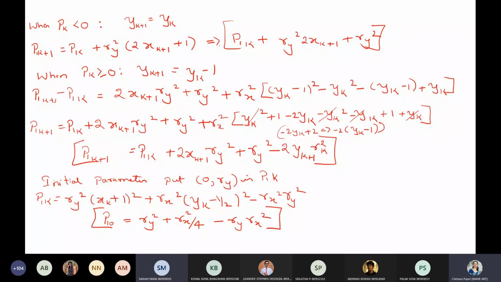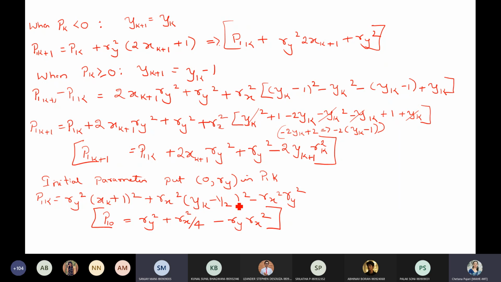Ma'am, but here you put rx square by 4, right? Yeah, that is after simplification. Here you have a minus b whole square. So what you have to do is a square plus b square minus 2ab.